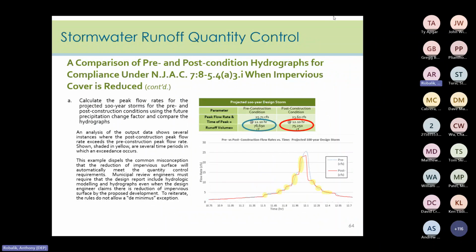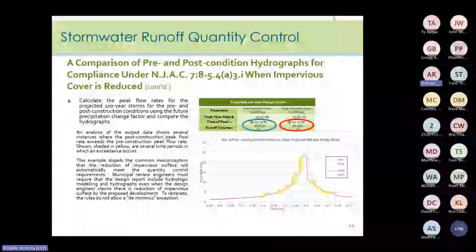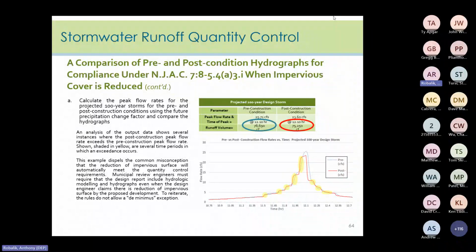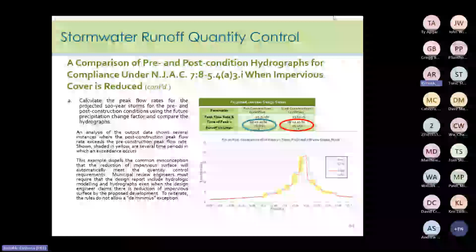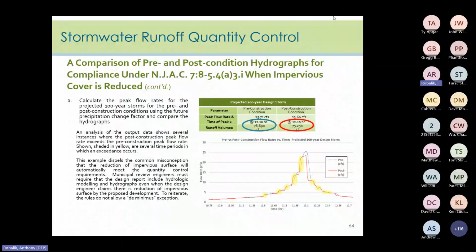A summary of the results from the modeling software is shown in the green table here on the right. This is for the projected 100-year design storm event, so the largest storm event that we would model. It looks like the peak flow rate and the runoff volume results for the post-construction condition are less than the pre-construction values. However, when we look into the comparison of the hydrographs, we can see that multiple values from the post-construction hydrograph actually exceed those from the pre-construction hydrograph at a similar time. Just to note that this is not the full hydrograph duration shown here, it's just a zoomed in portion to make it easier to see where those points of exceedance are.